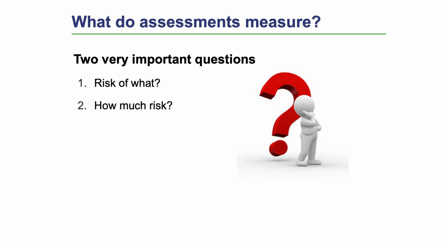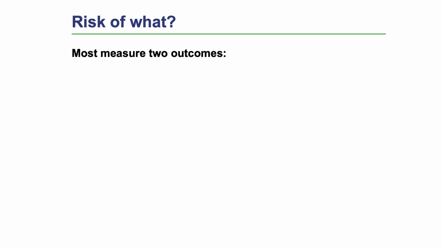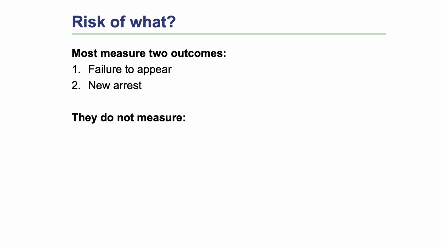Let's look at the first question, risk of what? What type of risks do pretrial assessments measure? Most pretrial assessments measure two outcomes: the likelihood that people will fail to appear in court pretrial, and the likelihood that people will be arrested again during the pretrial period.